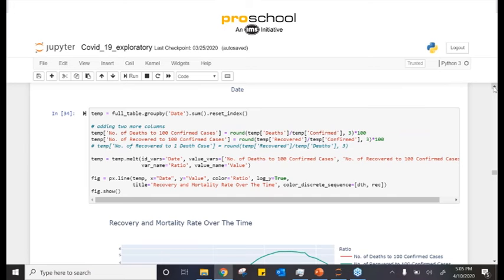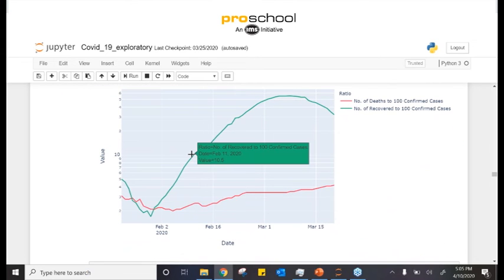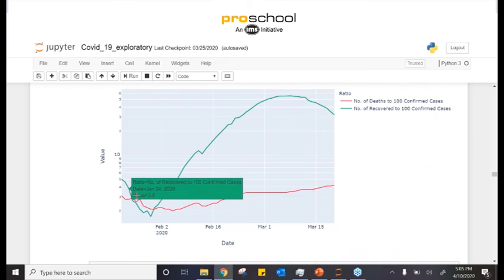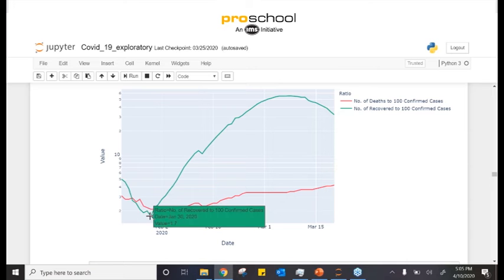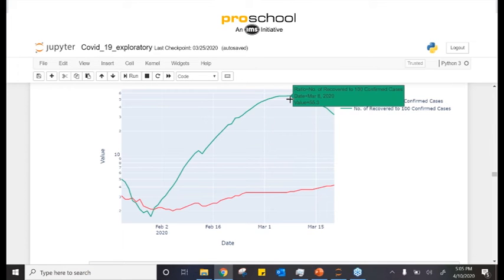This is one of the graphs where I try to work on the mortality part and the recovery rate part. What is the total number of deaths out of total confirmed cases? Out of 100 confirmed cases, how many deaths are coming out? It's just like comparing the mortality rate. Also, out of confirmed cases, what is the recovery rate? This is known as the recovery rate and mortality rate over time, and how it's coming out to be.